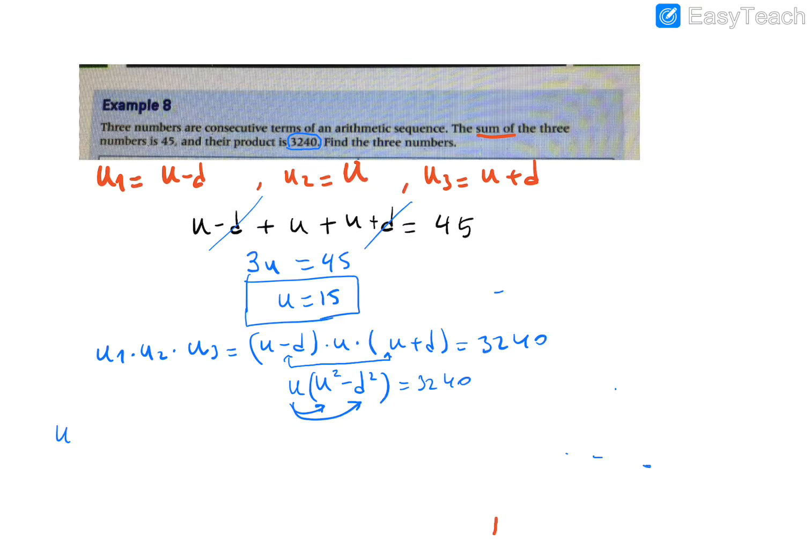Let's just again expand the bracket. Then u, which is given as 15, so I can replace u with 15. So 15 times (15 square minus d square) equal to 3240. So divide both sides by 15.